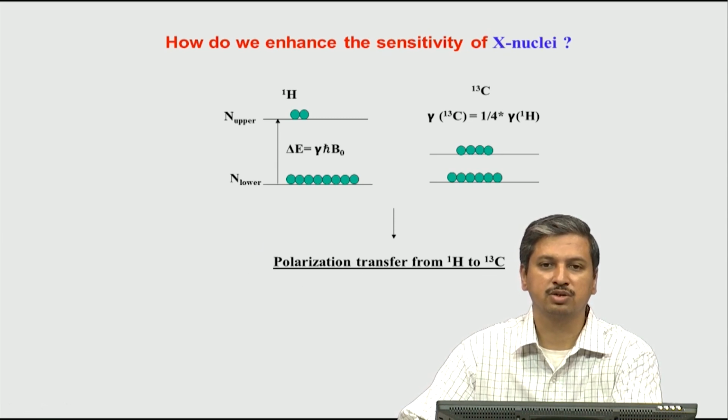So, polarization transfers can be done in many ways, but the basic idea is the population difference of one nucleus is communicated or transferred to the second nucleus, and the second nucleus now becomes as sensitive as the first nucleus, and then we can proceed further. So, this is basically how it is done.